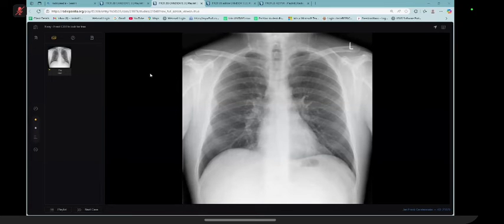So this is the first case for you. This is a 55-year-old male patient who presented to the emergency department with non-specific abdominal pain. How will you manage this patient?